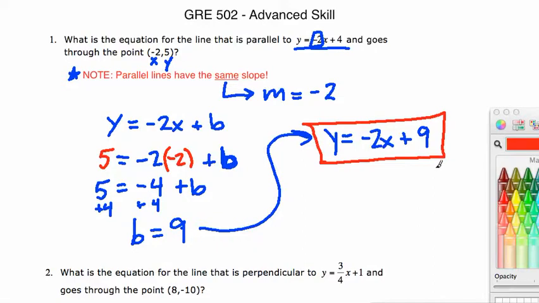So this is a good strategy. You could also use point slope form and then change it to this one if you'd like. That would also work. But if you want it to go directly into slope intercept form, this is a good method.